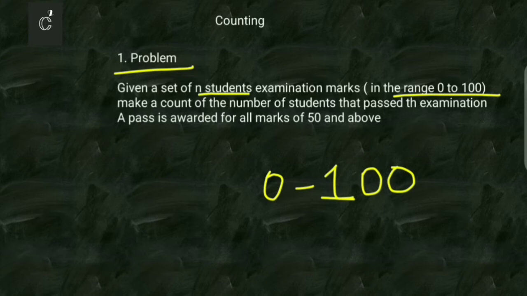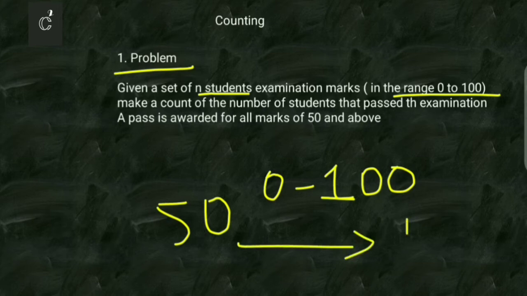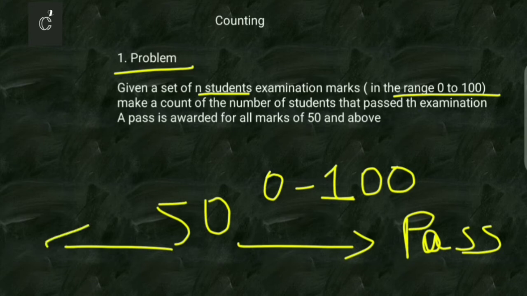The condition can be very clearly explained in the problem statement: students who are scoring above 50, that is, ranging from 50 to 100, will pass, and the students who are below 50 will fail. So this is the clear problem statement mentioned above.